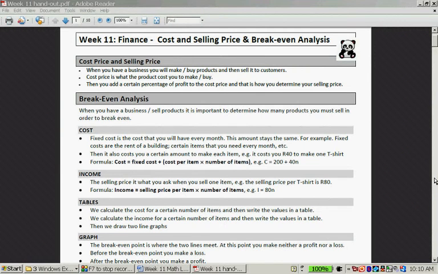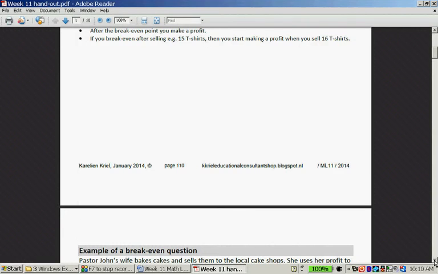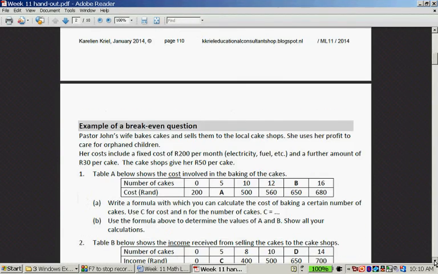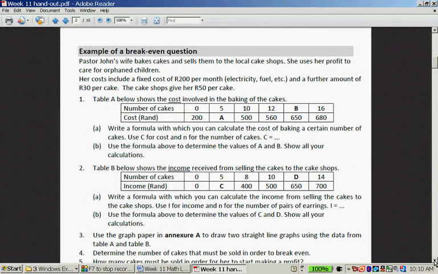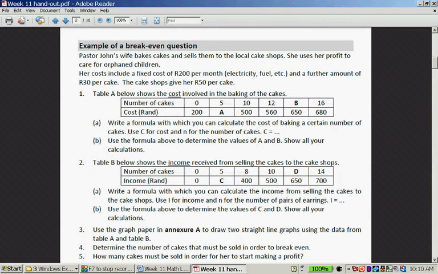Hello, this is the second video for week 11, finance, cost and selling price and break-even analysis, and we are going through this example that is on page 111 of this week's handout. Right, so this is an example of a break-even question.